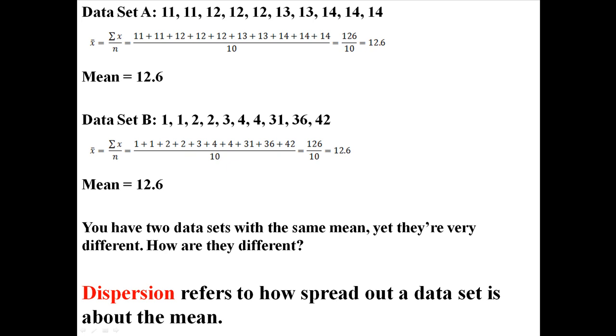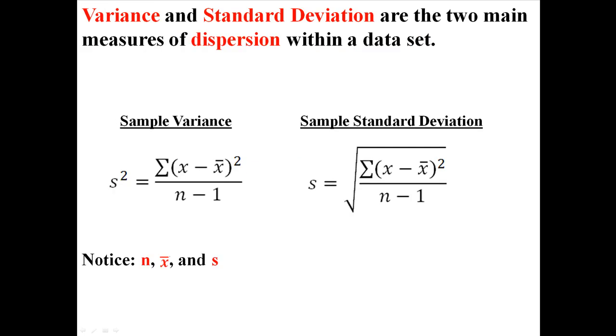Well, they differ by measures of dispersion. Dispersion refers to how spread out a data set is about the mean. So variance and standard deviation are the two main measures of dispersion within a data set. Right here I have the calculations for sample variance and sample standard deviation. These are commonly called the definitional equations, or the definitional approach, which take a little bit longer but make more sense. In the future, I will teach you the computational approach, which is shorter, makes less sense, but is a lot easier to do. In this, notice that we're using lowercase n because this is sample size.